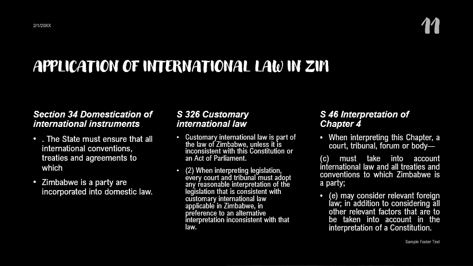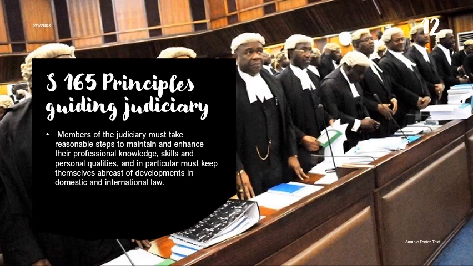Now, we also have section 46, interpretation of chapter 4. It says that the courts have to consider relevant foreign law when they are making decisions. And we also have section 165, principles guiding the judiciary. It says that the courts must keep themselves abreast of the development in domestic and international law so that they are able to apply those laws in their decisions.